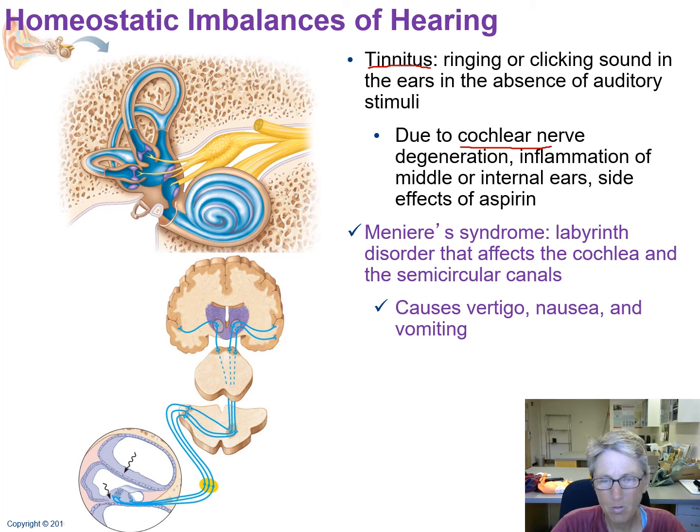And then there's the syndrome called Meniere's syndrome. It's a labyrinth disorder that affects the cochlea. So remember, this is all bony labyrinth. So here's the cochlea. It's all inside this bony labyrinth. And there's some problem within the labyrinth that affects the cochlea, and also these semicircular canals with equilibrium. And the result is you get vertigo, you're nauseous, vomiting.